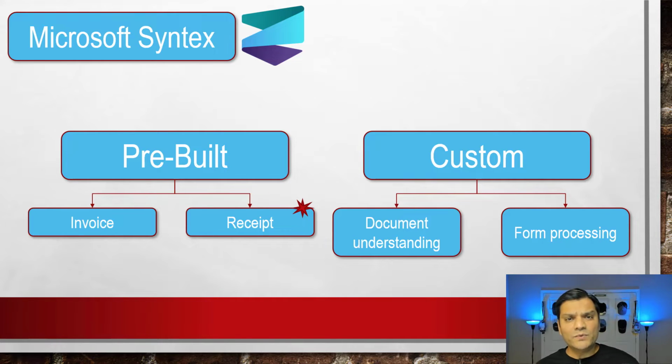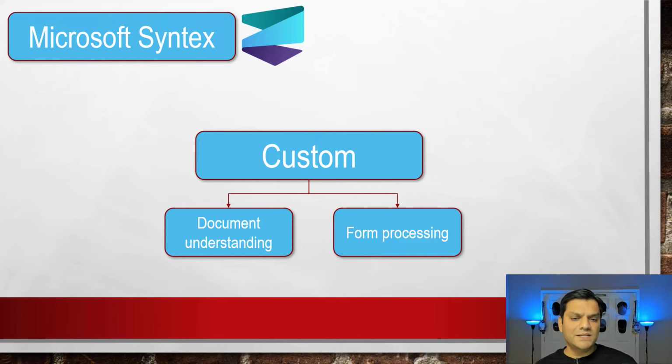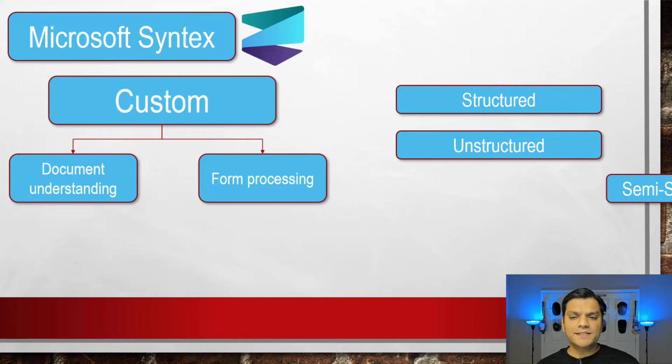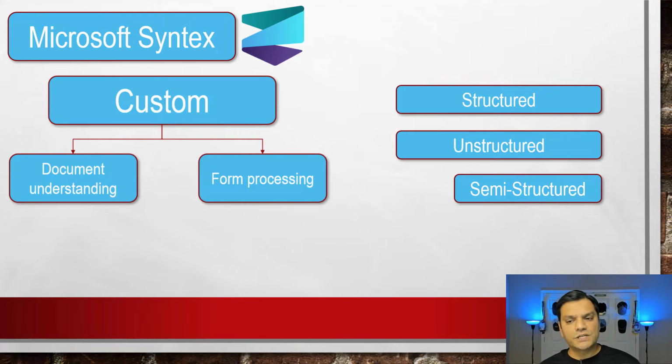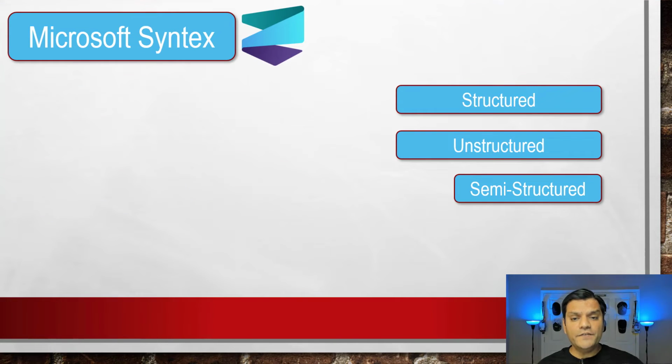Pre-built ones are usually really good to start with, but I do want to spend a little more time on the custom one. Like I said, the custom one has document understanding and forms processing, and there are a few differences between the two. Over here, there's something called structured, unstructured, and semi-structured. That basically means that anytime you're getting documents over, some of them could be very structured. Forms processing is a very structured format.